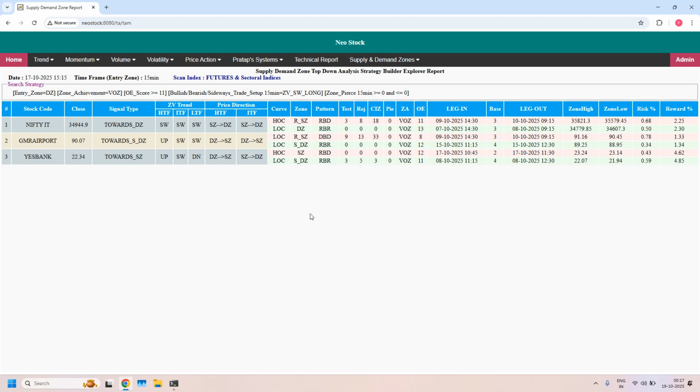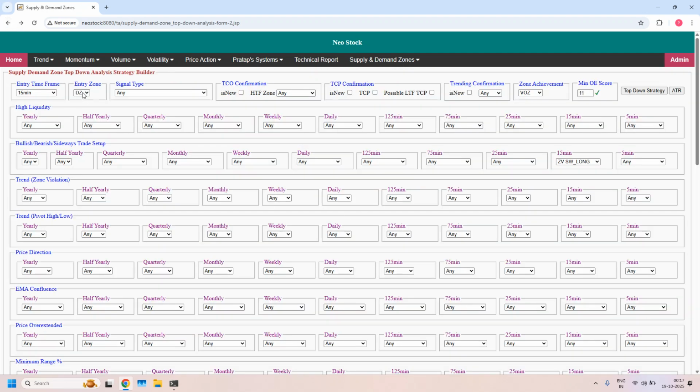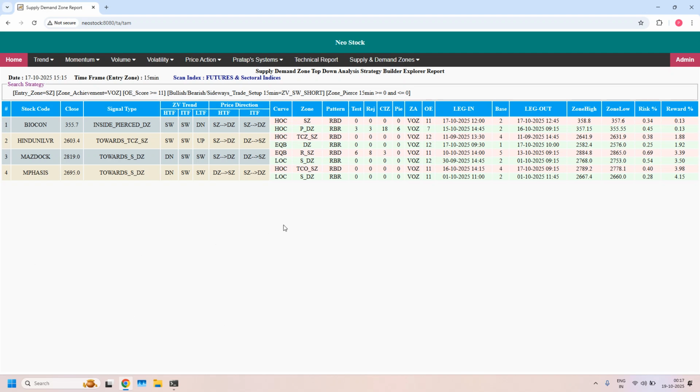You should plan trades in these 15 minutes demand zones only if less than 30.3 video checklist items are satisfied. Otherwise, higher chances of zone violation. Next, sideways short trade setup for daily income trade. Changes are 15 minutes supply zone. Here sideways short. Let's filter. We got 4 stocks supporting sideways short trade setup for daily income trade. Entry time frame zones are 15 minutes supply zone.